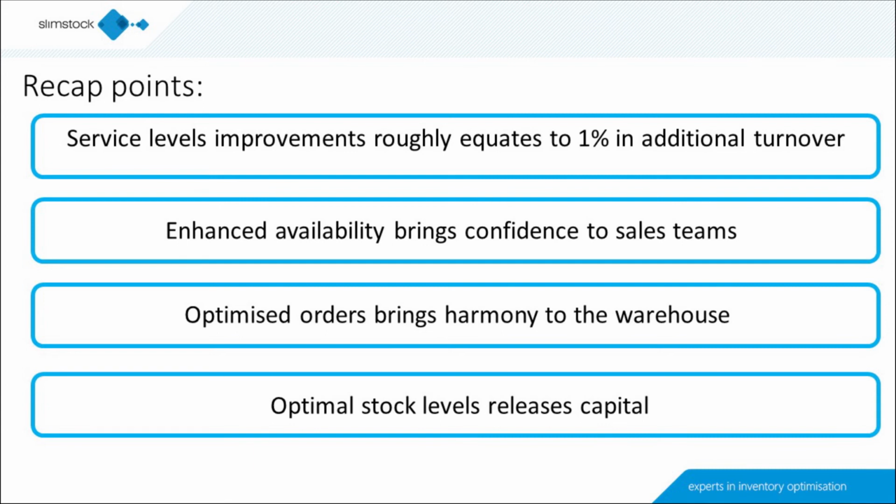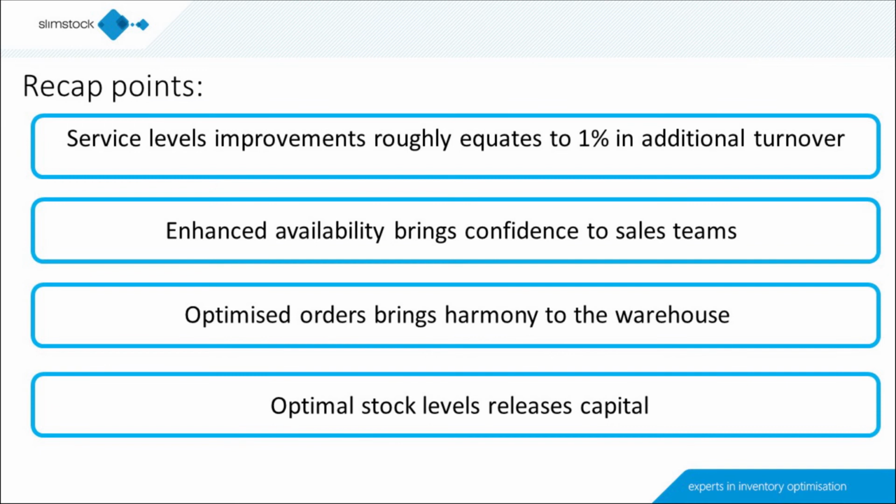But if you can improve that 1% service level, or 2% or 5% even, the impact it can have on your turnover is massive. Now, when we enhance availability and service level, it brings more confidence to your sales teams. They start to believe that if they sell something, that they're actually going to be able to give it to their customer.